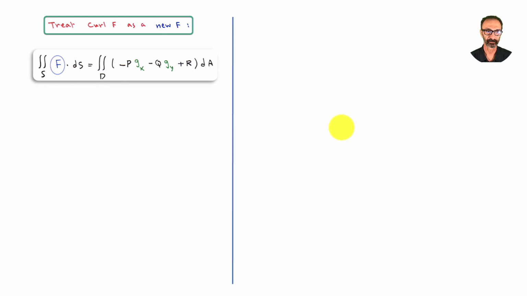And here we go. The double integral f dot dS on the surface in 3 dimensions could be translated to the region D, dA, whatever dA is, polar or rectangular, whatever you have, minus p g sub x. G sub x means the derivative of g with respect to x, the partial derivative, minus q g sub y, the partial derivative of g with respect to y, plus r by itself.